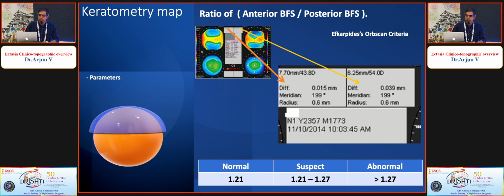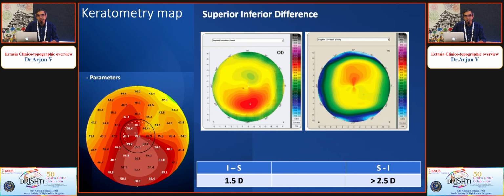You can also take the ratio between the anterior and posterior. So this is one of the Escarpate's criteria, where a value less than 1.2 is normal, more than 1.27 is considered abnormal. And keratoconus mostly is an inferior steepening. So if there is a difference between the inferior and superior powers of more than 1.5 diopters, it is considered significant. And when it becomes superior inferior steepening, it has to be more than 2.5 to be considered significant.